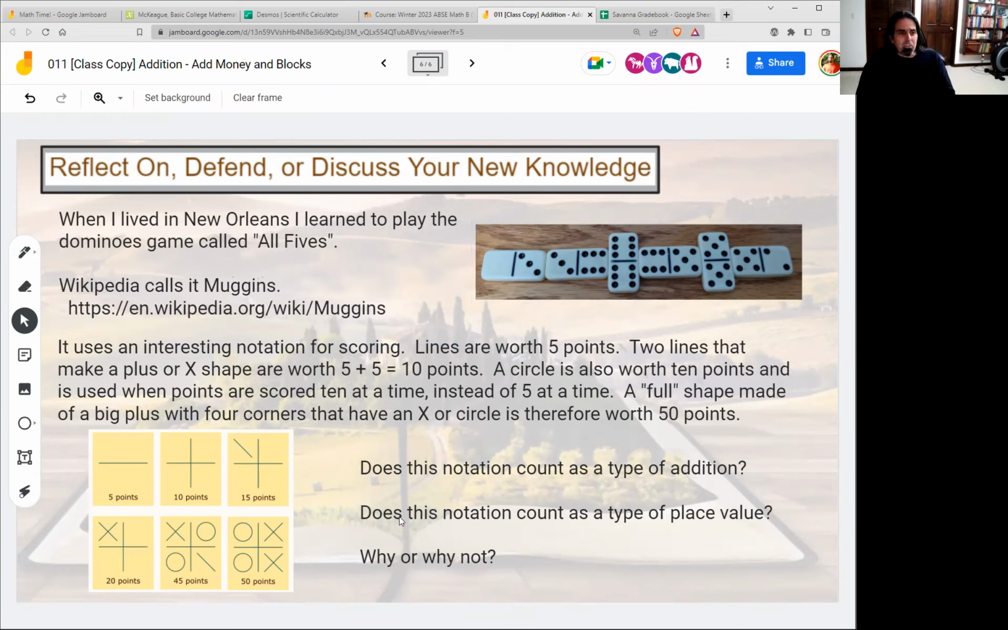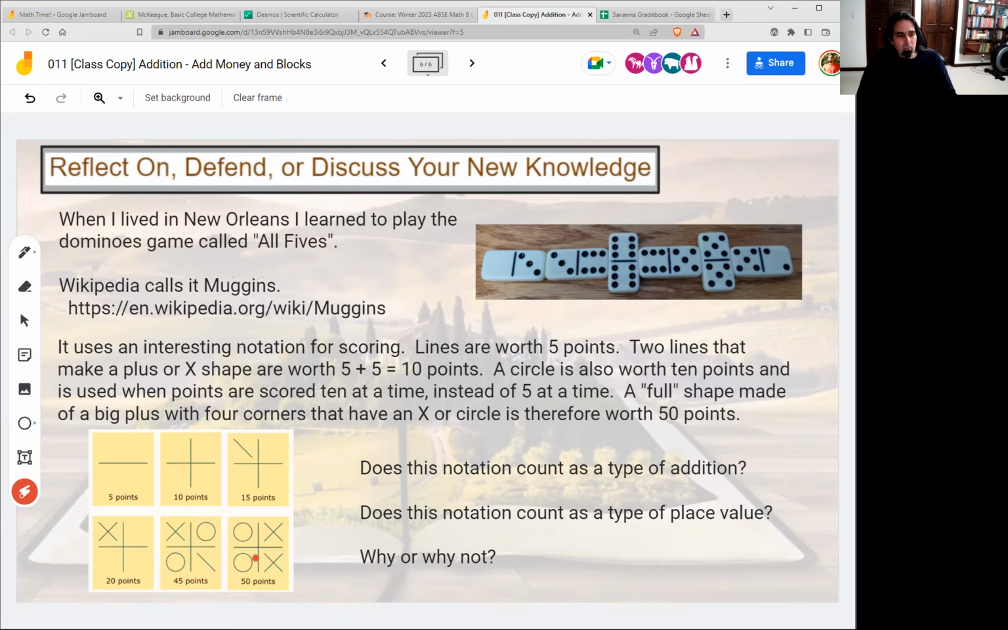So Muggins uses an interesting notation for scoring. You start out by drawing a line for 5 points, and then an up and down line for another 5 points for the first 10 points that people score. And from then on, if they score 5 more points, you write a small line in the corner. And if you have 2 of them, you make an X. If people score 10 points at once, you draw a circle in one of the corners.